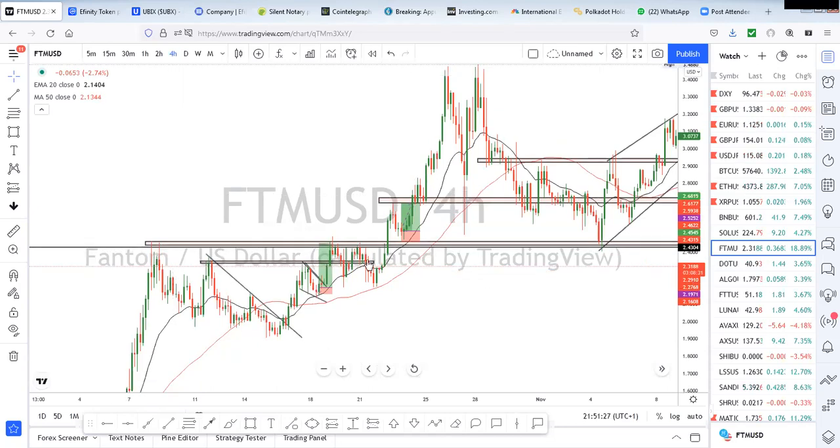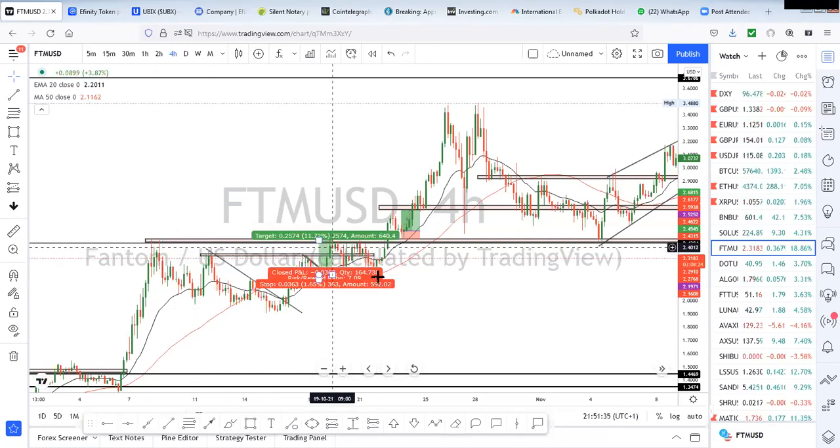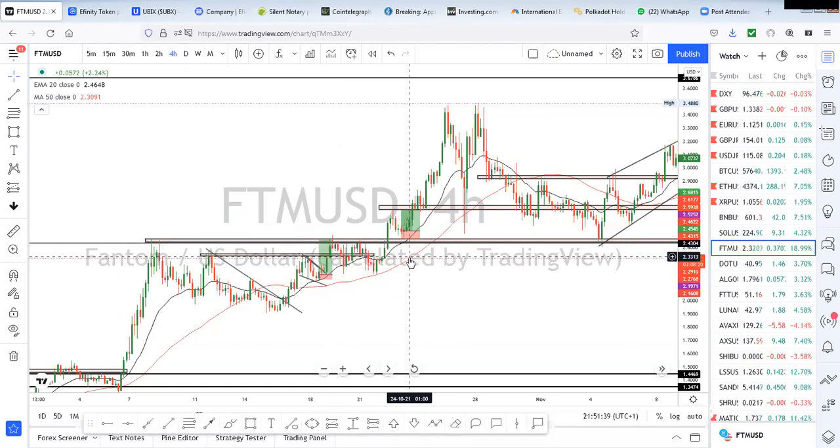On this FTM chart, price touched this resistance level, boom, it dropped, touched again, dropped, then tried again and broke out. Now use this place as what? As support.